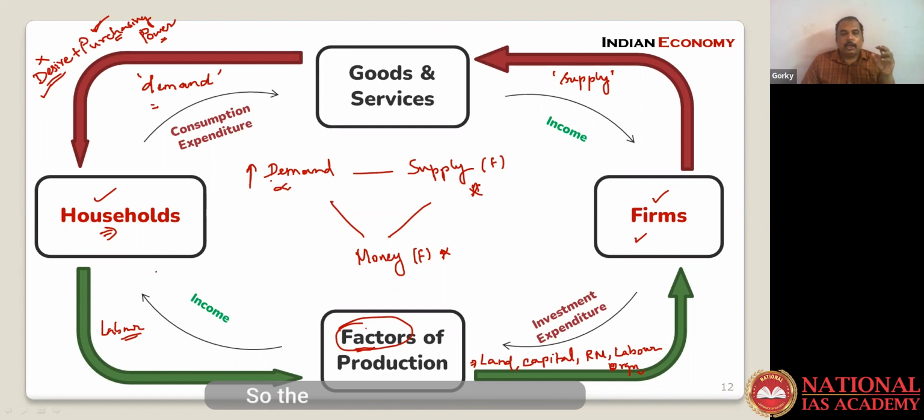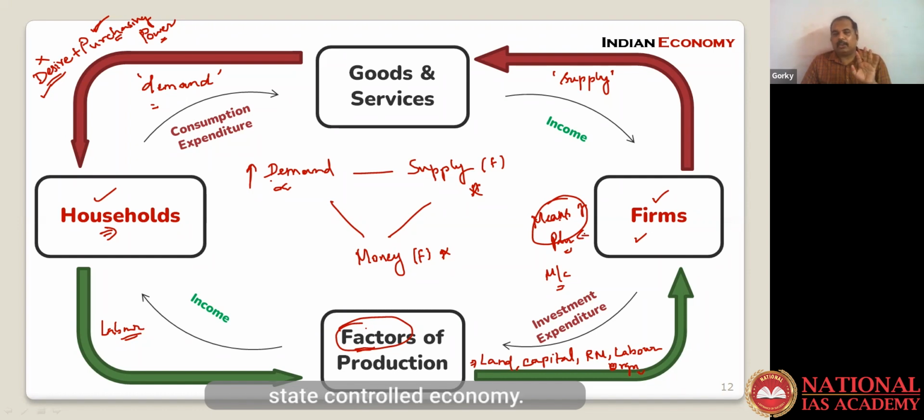So the households will provide the factors of production and the firms will try to use the means of production. What is means of production? How you are going to produce using land, capital, labor. That is machinery, the instruments of production. Means of production means the means through which you produce a good. The means of production will be controlled. Who controls it? If the firms control it, it is capitalism. If the government controls it, it is going to be a state controlled economy. Clear?